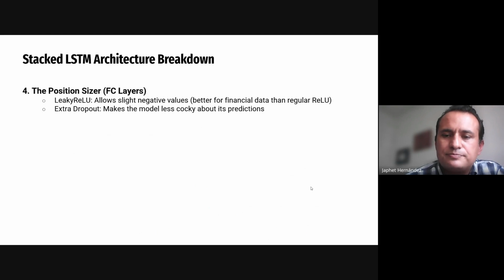And at the very end, we're also setting FC layers that work as position sizers. In this case, I use Leaky ReLU that allows slight negative values that are more suitable for financial data than regular ReLU. And we got this extra dropout that makes the model less cocky about the predictions.